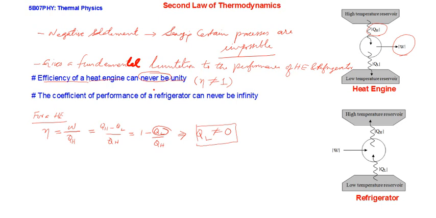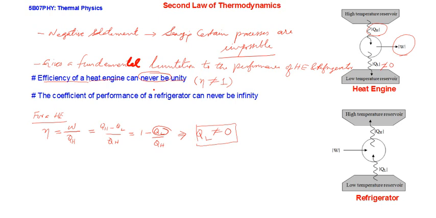So just look at the schematic diagram. What is this QL? The QL, as far as a heat engine is concerned, is the amount of heat energy that is rejected to the sink or the low temperature reservoir, right? So this QL can never be equal to 0. It's not equal to 0, right?